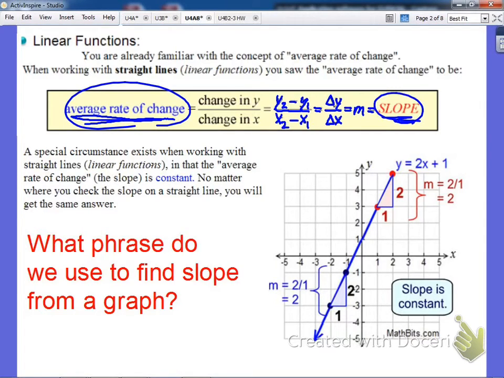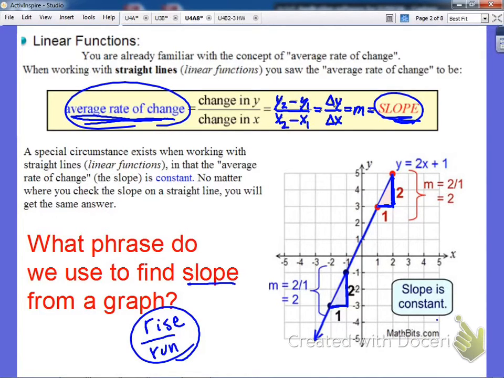Now, as it says here, a special circumstance exists. Just reading over this real quick. What phrase do we use to find slope from a graph? Think back to algebra 1. What do we use when we were talking about the slope? Rise over run. So here, in this particular line, the rise over the run, that's what we're looking for. Here you can see the rise is 2, and the run is 1. If we look at a different section of the line, from this point, the rise is 2, and the run is 1.